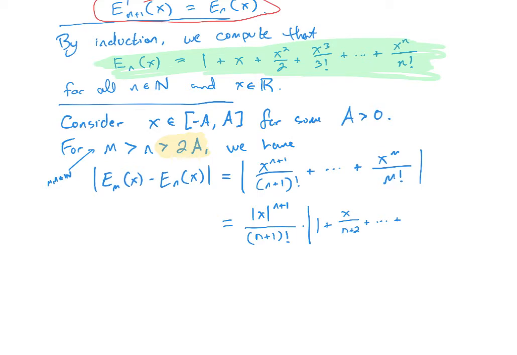And now it gets harder. Then the last term is an x to the what? m minus n minus 1. Good. And then over an m times m minus 1, dot, dot, dot, all the way down to n plus 2.